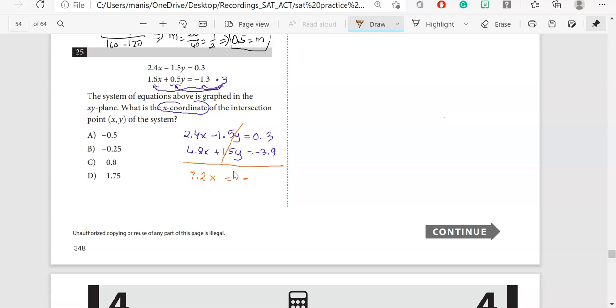is equal to negative 3.6. Now you can solve this. When you solve this, you are dividing both sides by 7.2, and your value of x will be negative 0.5. Do you see any answer choice which looks like this? Yes, option A is the correct answer for this question.